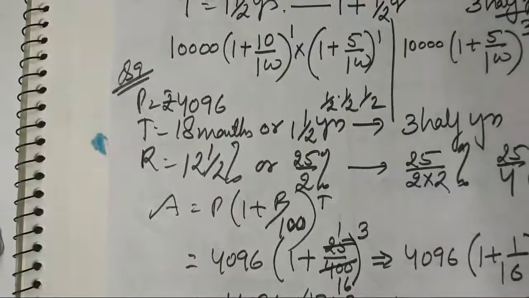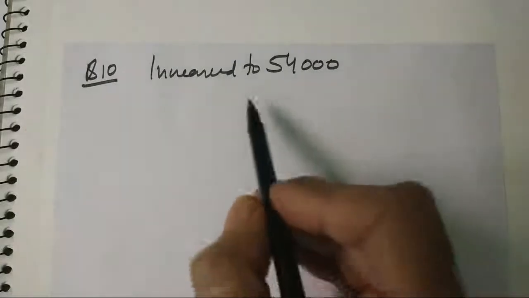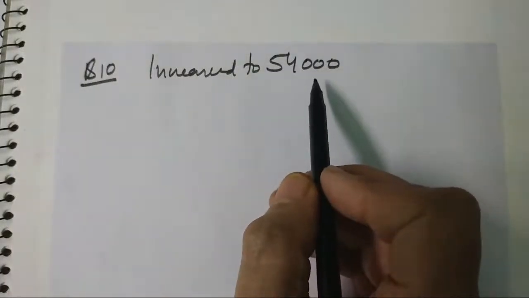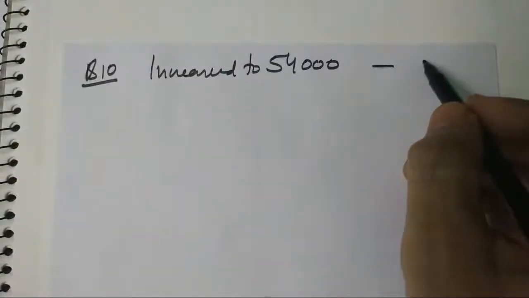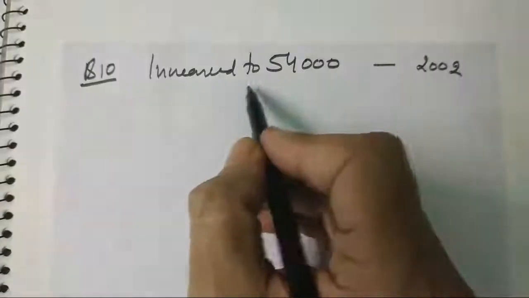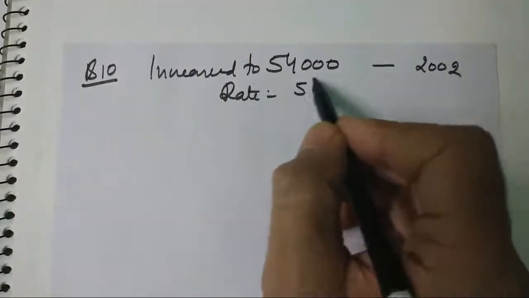Now question number 10, 11, they are also based on the formula, but the method is that you have to use the compound interest formula, but calculate it in a different form. Question 10 says the population of a place has increased up to 54,000 in the year 2002 at the rate of 5% per annum.